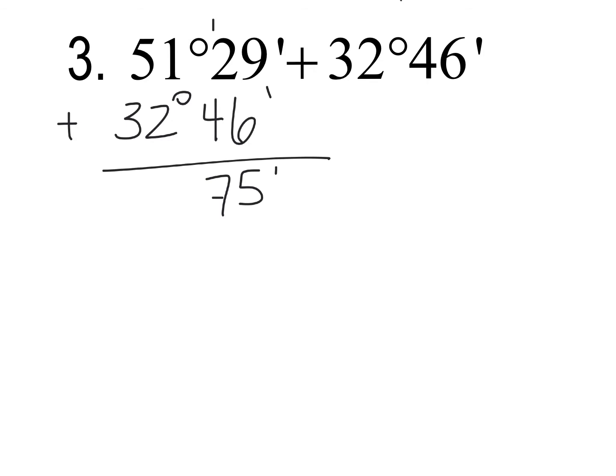And 1 plus 2 is 3. Bring down my degree symbol. 5 plus 3 is 8. So 83 degrees and 75 minutes. So this is not considered complete, I don't know, it's like reducing fractions, I guess. Kind of a weird way of looking at that.